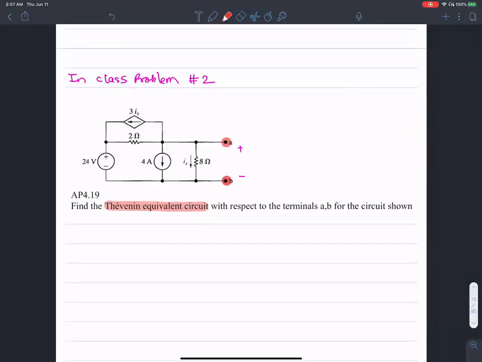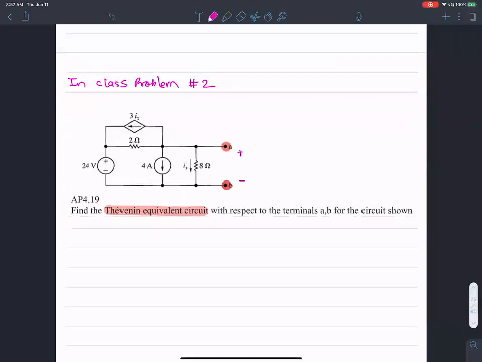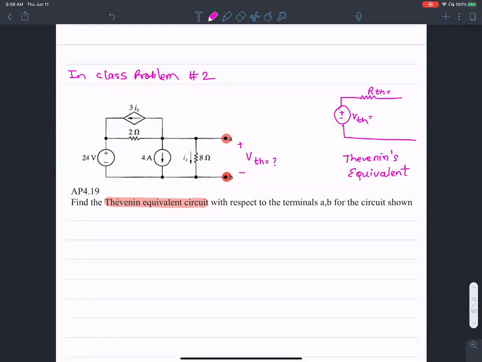Now, if I call this V Thevenin, I'm interested in finding V Thevenin, and I'm interested in finding R Thevenin as well. So I will eventually get a value for V Thevenin and a value for R Thevenin. I'm going to fill in those values, Thevenin's equivalent. Now I can make the assumption that this guy is also V TH.